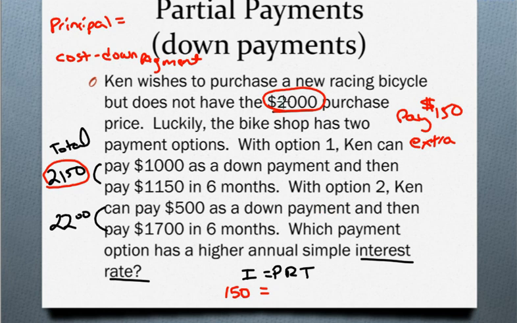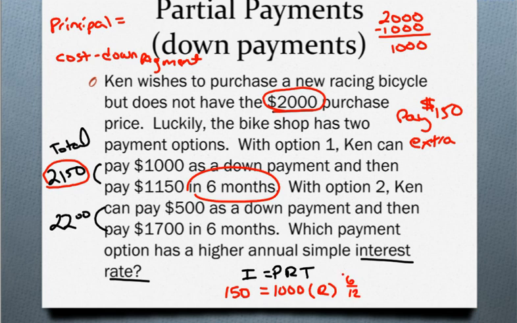In this case, our principal is going to be $2,000, the cost of the bike. How much money does he give the guy right now? He gives him $1,000. And that means that he is going to be borrowing $1,000. The principal is $1,000. The rate, that's what we don't know. And then the time, it's 6 months, and so we would use 6/12 or 1/2. That's where all those numbers came from for our first option.